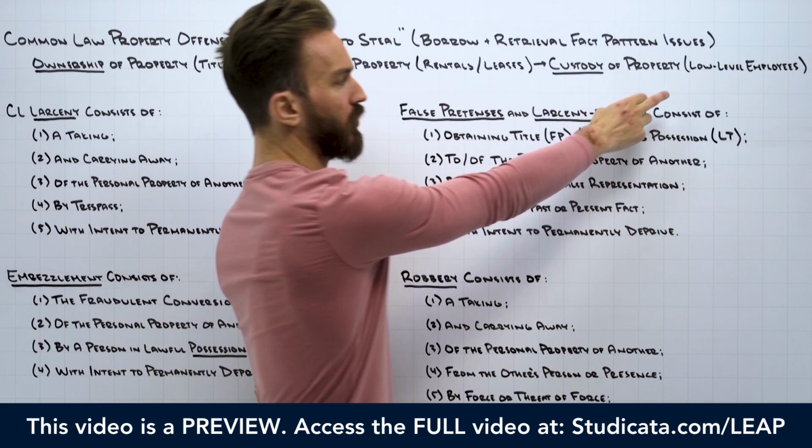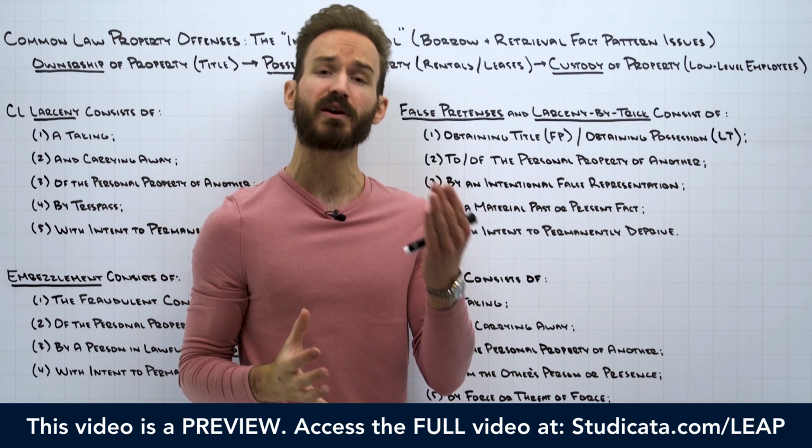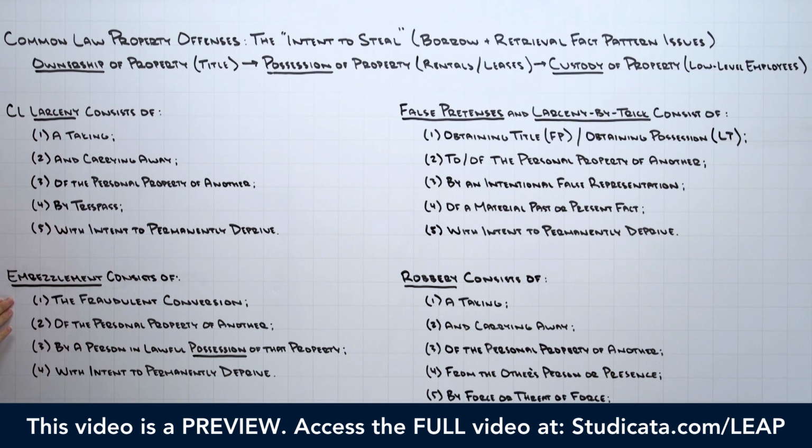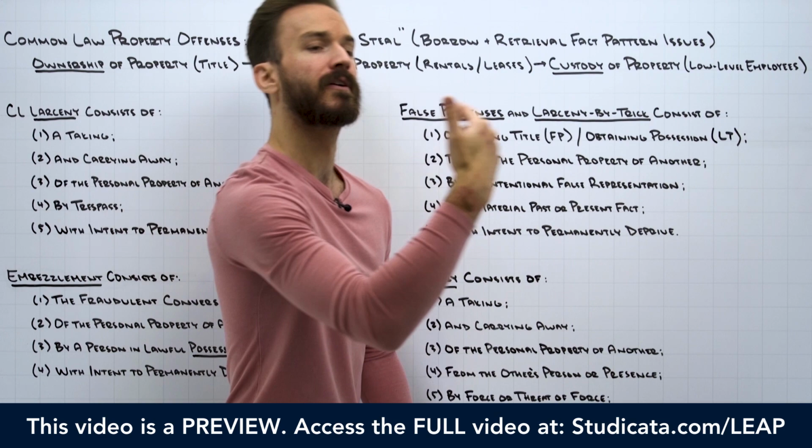Low-level employees that are issued company property directly from the company within the scope of the employer-employee relationship never take lawful possession of the property. They only take custody of the property. By definition, right, then they cannot be liable for embezzlement. Because to be liable for embezzlement, you have to be in lawful possession of the property first, okay?